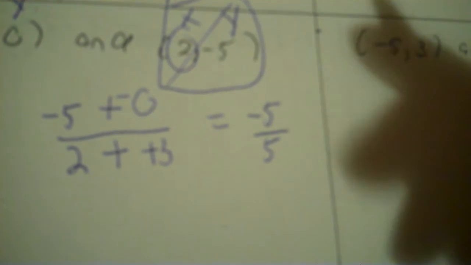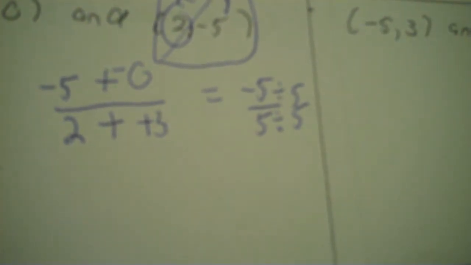Now, if you end up with the same number on top and bottom, like 5 and 5, you divide them down by 5. You don't need to use your multiplication table. If you get 3 over 3, you divide them both by 3. So negative 5 divided by 5 is negative 1, and 5 divided by 5 is 1. So m equals negative 1 over 1. That would be the slope of that line.